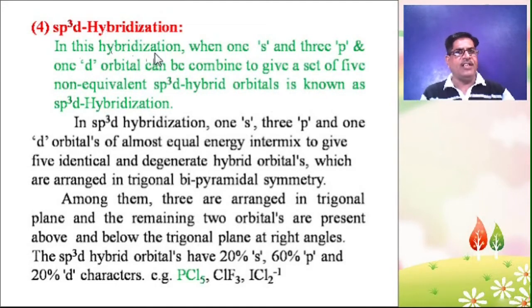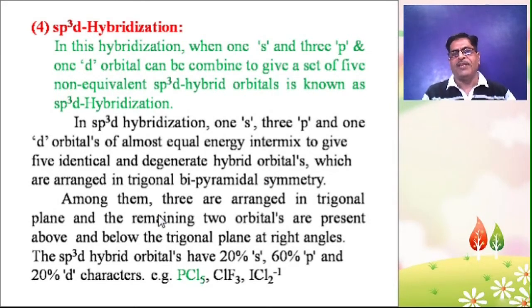In this hybridization, one s, three p and one d orbital are combined to give a set of 5 non-equivalent sp3d hybrid orbitals, known as sp3d hybridization. In sp3d hybridization, 1s, 3p and 1d orbitals of almost equal energy intermix to give 5 identical and degenerate hybrid orbitals which are arranged in trigonal bipyramidal symmetry.